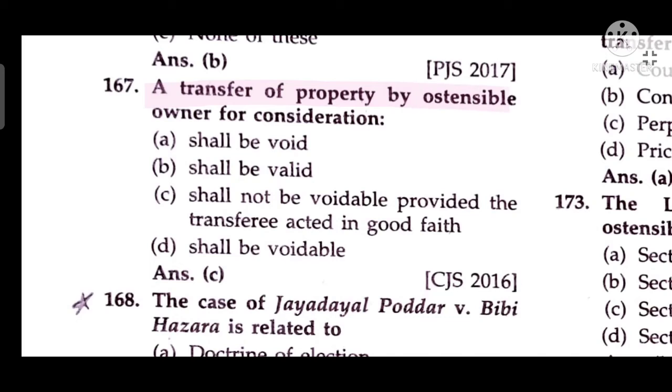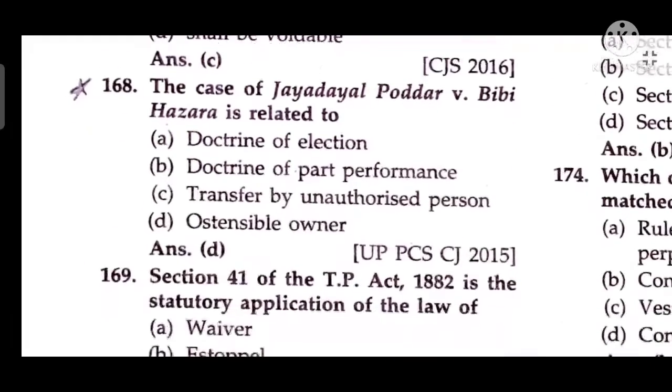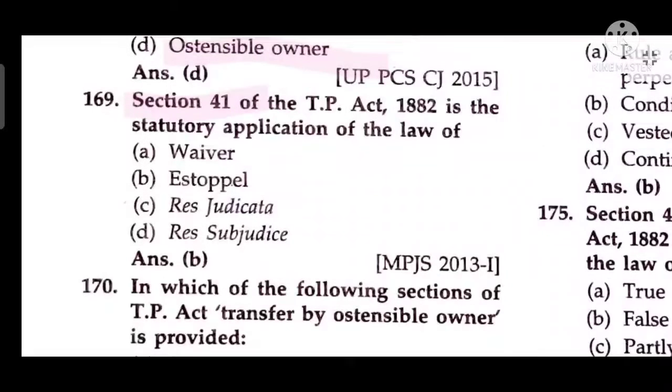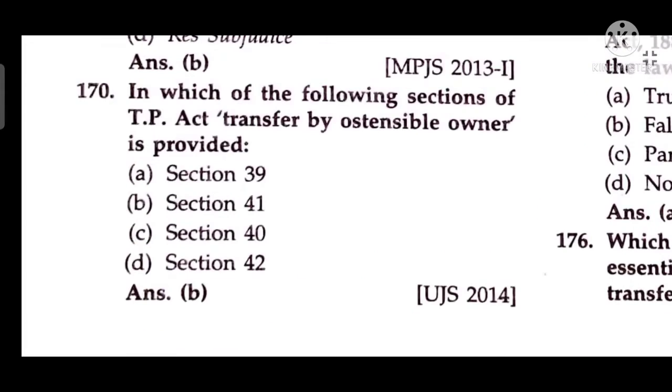The transfer of property by an ostensible owner for consideration shall not be voidable, provided that the transferee acted in good faith. The case of Jayadayal Poddar versus Bibi Hazra is related to the ostensible owner. In which section of the TP Act is transfer by an ostensible owner provided? Section 41.